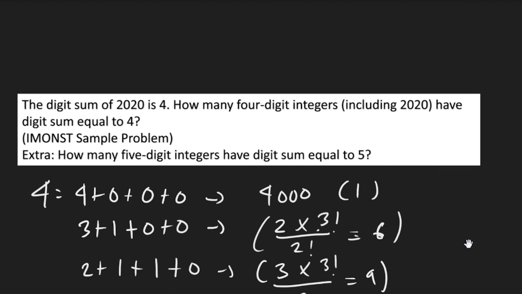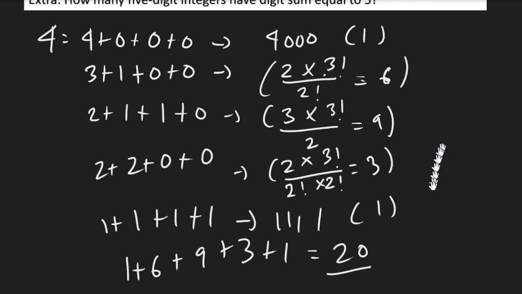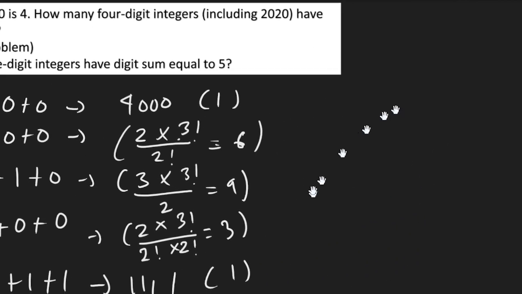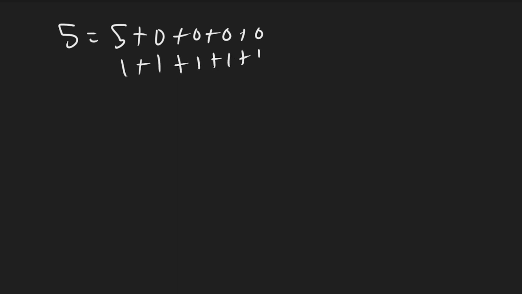Now for the extra question. How many 5-digit integers have their digit sum equal to 5? This is trickier. So let's bring it to the right side. We have 5 equals 5 plus 0 plus 0 plus 0 plus 0. This is common. Also we have 5 equals 1 plus 1 plus 1 plus 1 plus 1. Both of these give 1 integer each: 50000 and 11111. Now for the fun part.